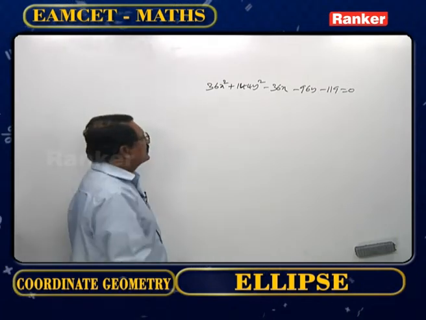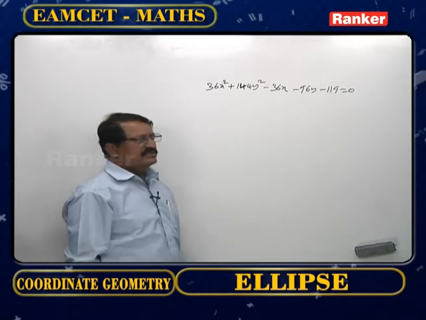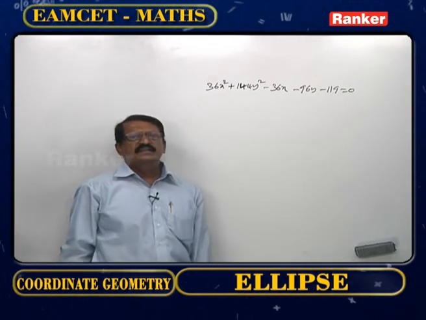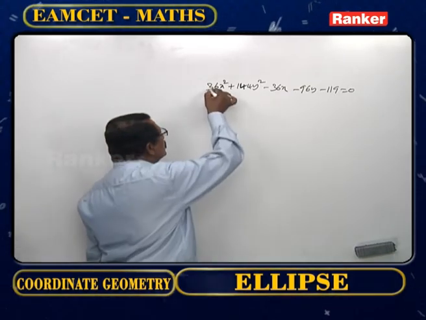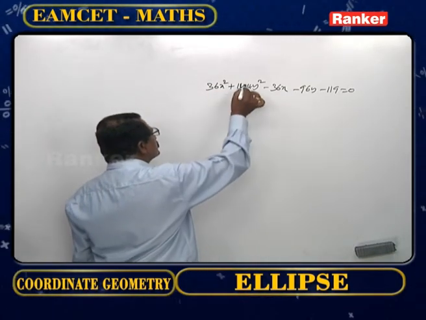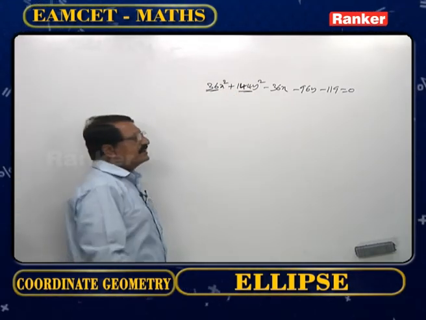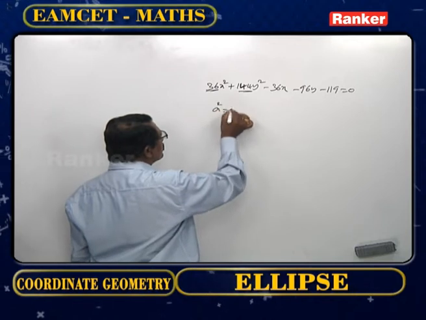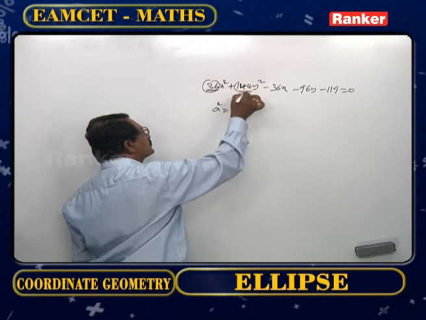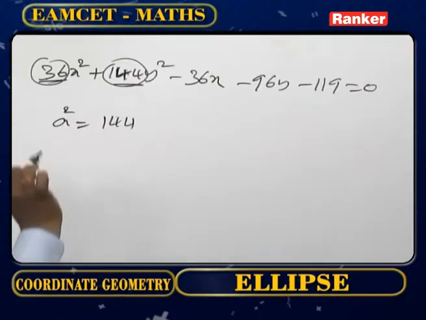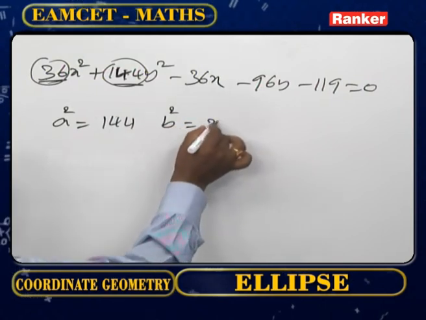Now, for finding eccentricity, we convert the given equation into standard form, and eccentricity e equals square root of a square minus b square by a square. Here, in the coefficients of x square and y square, whichever is greater we take as a square, so a square equals 144. The smaller one we take as b square, so b square equals 36.